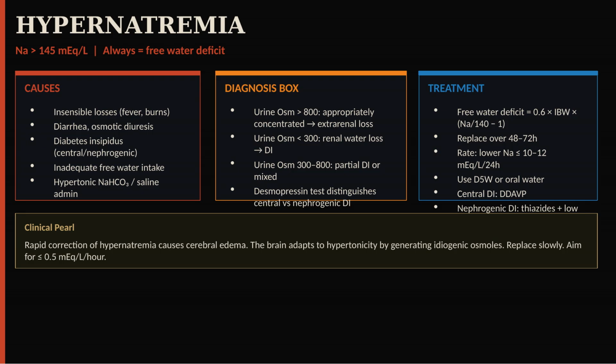over 140 minus 1, and replace it slowly, over 48 to 72 hours, with D5W or oral water. Central DI gets desmopressin. Nephrogenic DI gets, counterintuitively, thiazides and a low-sodium diet. And the pearl, which mirrors hyponatremia exactly: correct too fast and you cause cerebral edema, because the brain generated idiogenic osmoles to survive the hypertonicity, and now you're flooding it. Aim for no more than about half a point per hour.